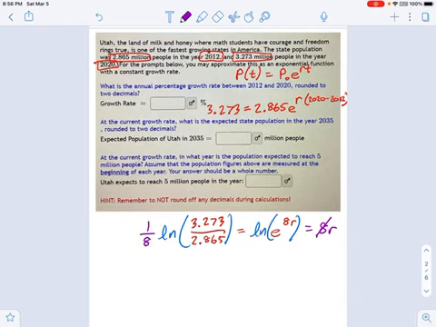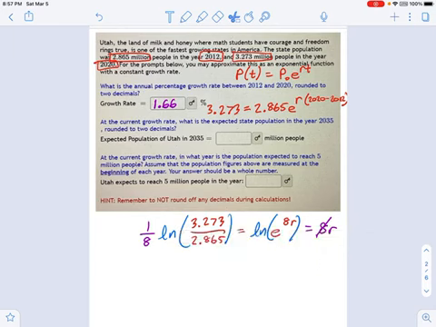So once you can perform this calculation on the left, 1/8 ln of that fraction, that's going to give you what R is. And on my calculator, it says, crazy big decimal, but that's going to be 1.66%. Actually, the answer is something like 0.0166 equals R, but I converted that to a percentage. Okay, so next step, at the current growth rate, what is the expected state population in the year 2035?